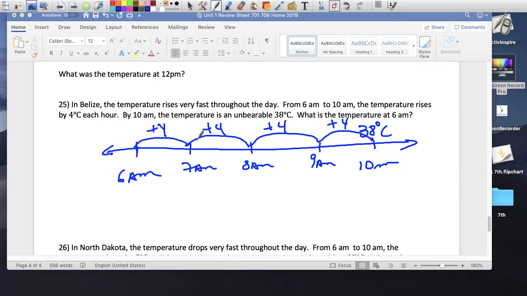Right? 6 a.m. to 7 a.m. went plus 4, plus 4, plus 4, plus 4. And finally at 10 a.m. is what you call 38 degrees Celsius. So you can work backwards, right? So 38 minus 4 is 34. 34 minus 4 is 30. 30 minus 4 is 26. And 26 minus 4 is 22, which means that you started at 22 degrees Celsius when you woke up at 6 a.m. So 22, let's go, and then you can work this way. 22 plus 4 is 26, 30, 34, 38. And guess what? It worked.